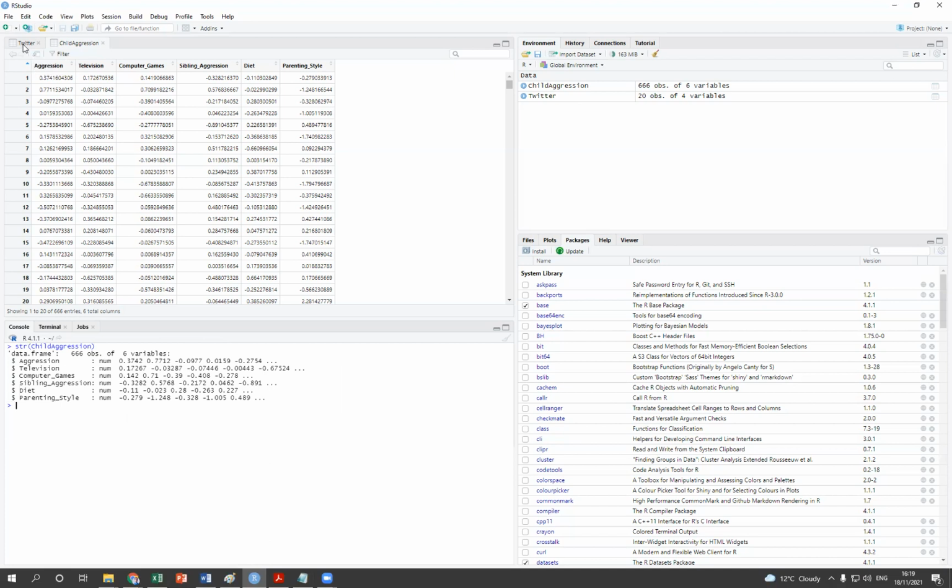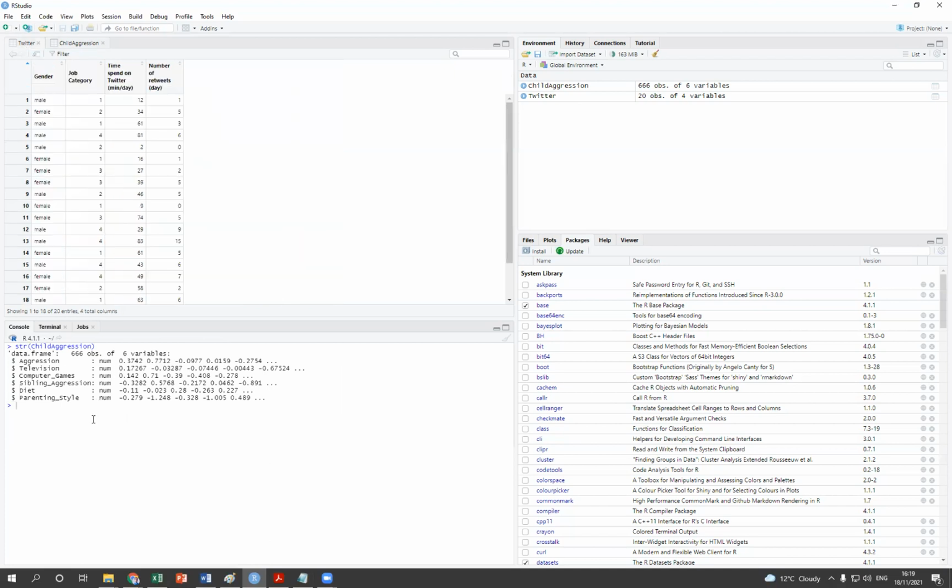But we've got another data set here, which is called Twitter. In this data frame, we have the gender, job category, time spent on the Twitter a day, minutes per day, and the number of the retweets. So let's have a look at the type of the variables that we have here. There you go. As you see, gender is in character, so you cannot develop a model on that.